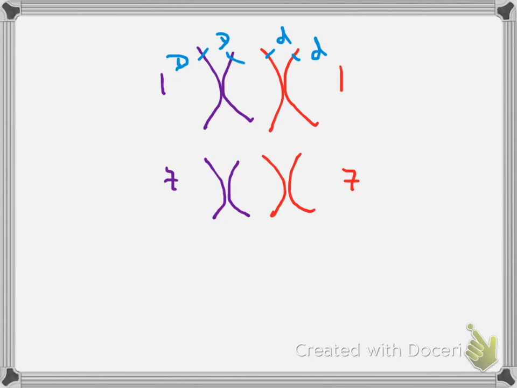But down here, there's another trait. And let's say this one's for attached earlobes. I don't know if it's dominant or not, but let's say it is. Over here are free earlobes, little a for not attached earlobes. Your genotype is big A, little a. You have attached earlobes. You're a heterozygote. Okay?